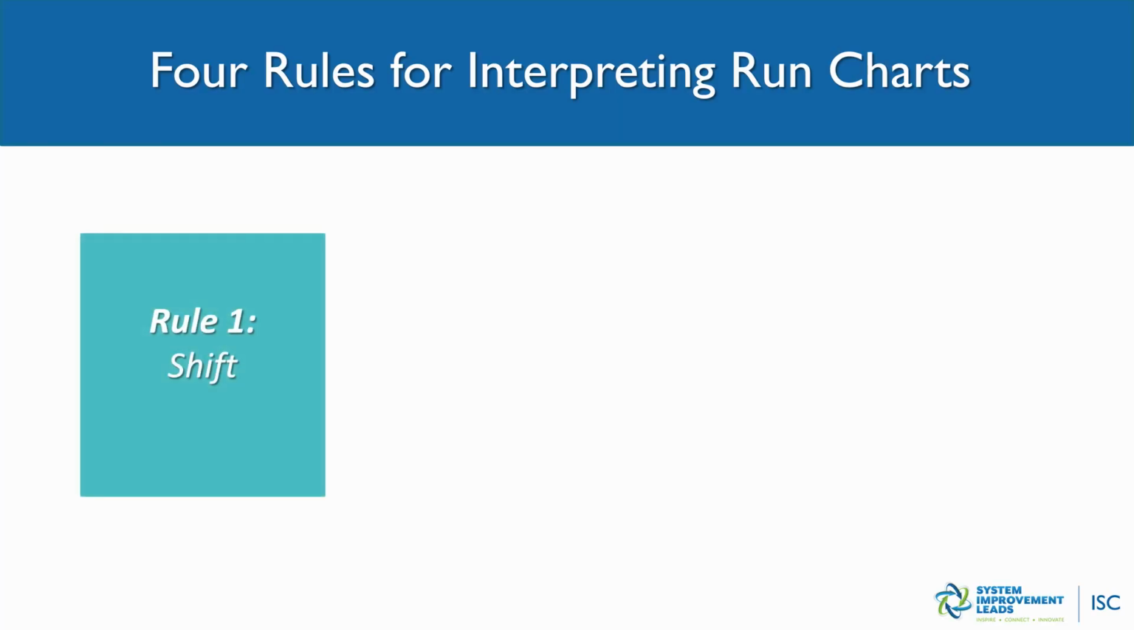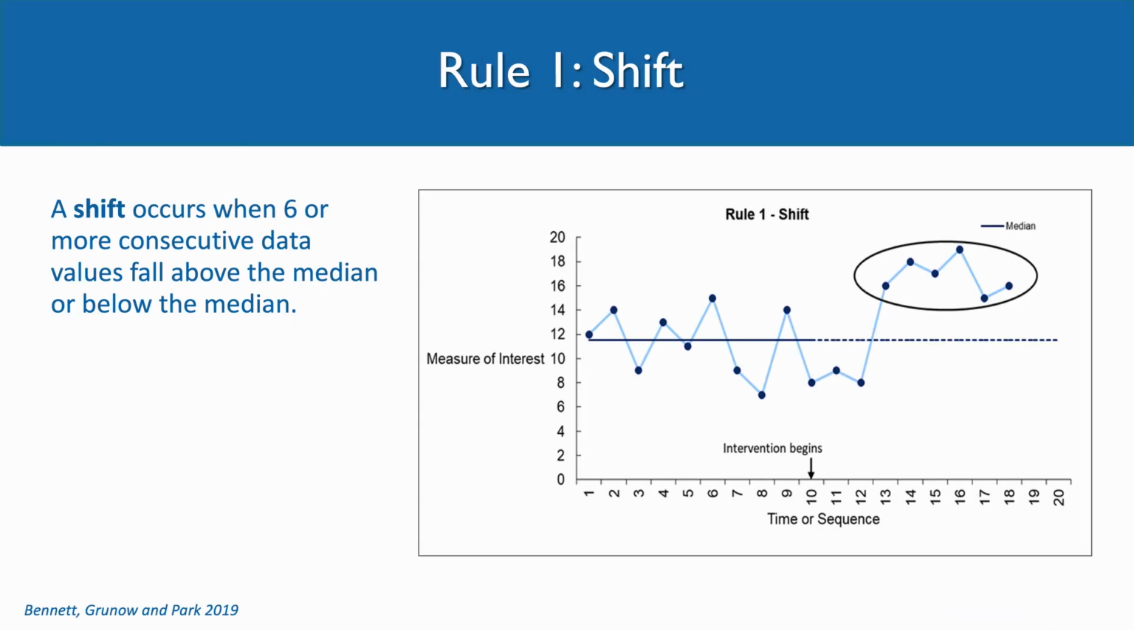Rule 1 is known as the shift rule. A shift occurs when 6 or more consecutive data values fall above the median or below the median. Data points falling directly on the median do not count towards the presence of a shift, nor do they count against the presence of a shift.